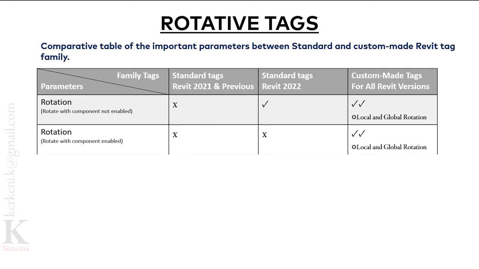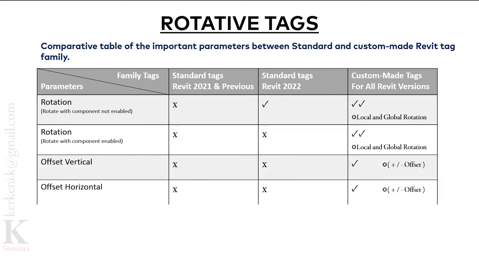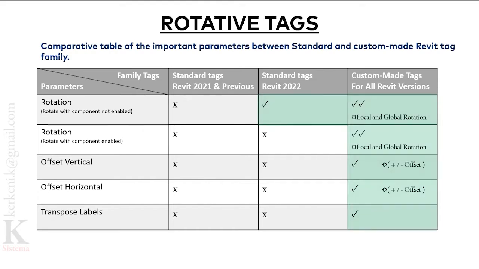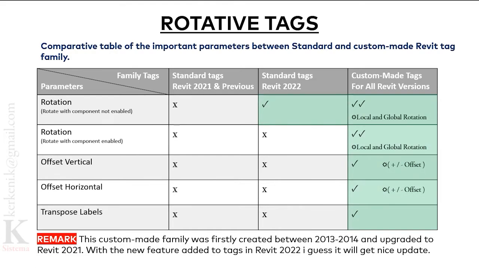When rotate with component is enabled in the Revit family, the rotation parameter is not available in standard tags and remains available in the custom-made family. Offset parameters are available only in the custom-made family. Transpose and other parameters will be explained later. Just a little remark, this custom-made family was first created between 2013 and 2014 and upgraded to Revit 2021.